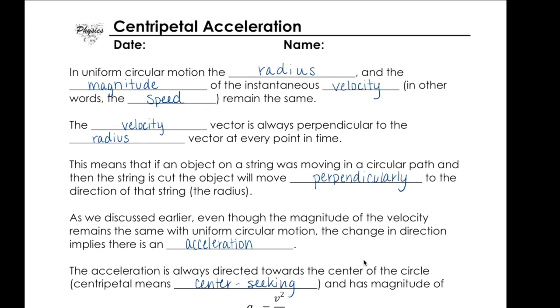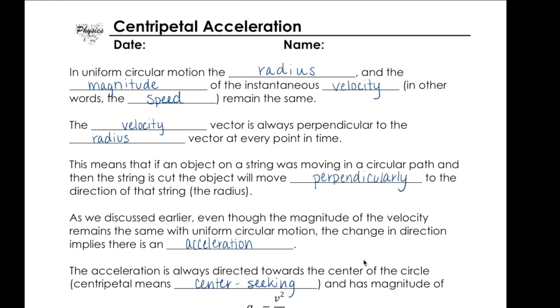These notes are over centripetal acceleration. Whenever you hear the word centripetal, it's just talking about uniform circular motion. In uniform circular motion, the radius and the magnitude of the instantaneous velocity, in other words speed, remain the same. As the object travels the path of the circle, it is in fact accelerating though.